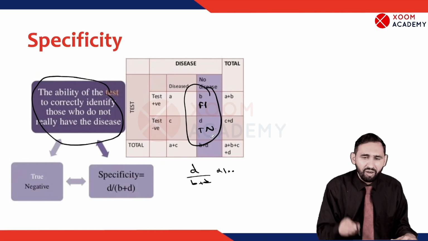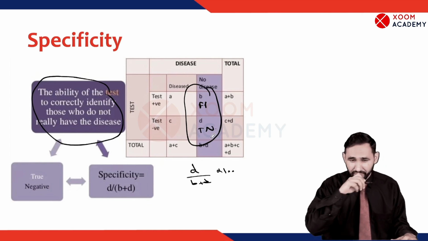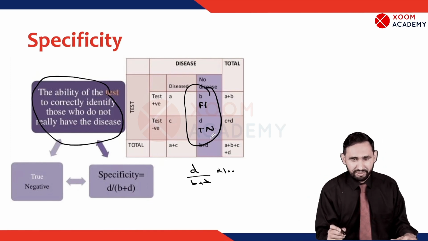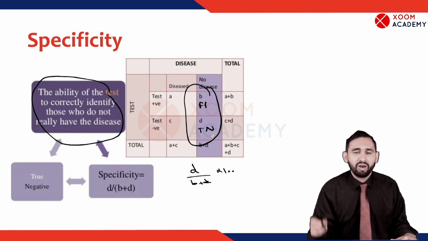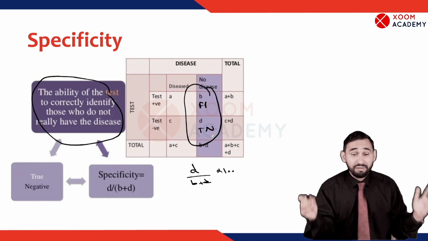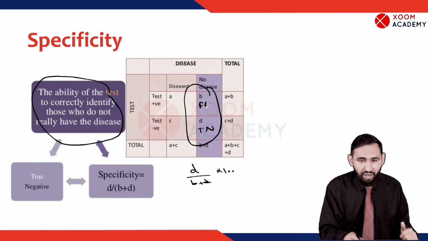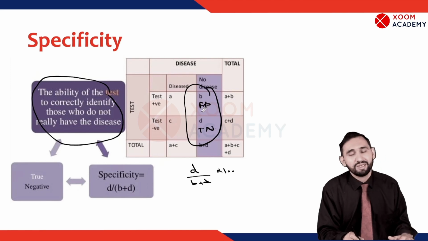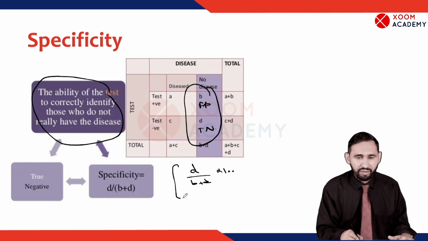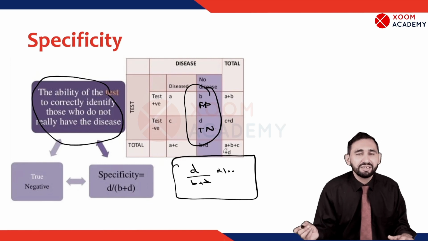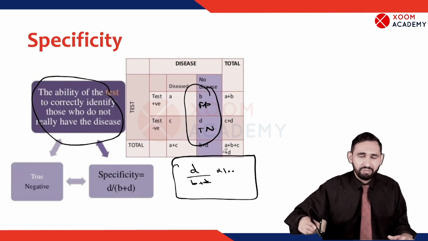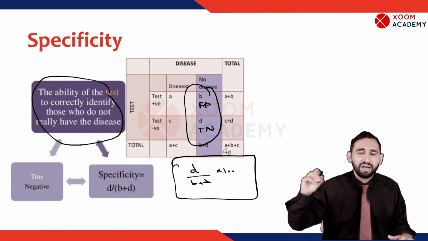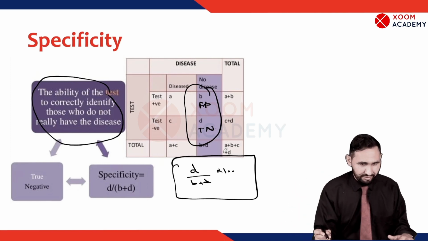Why is D taken? Because true is always taken as numerator. D should be numerator because D are true negative. B are false positive. False positive also means those who are non-disease. So this is the formula for specificity. If specificity is higher, this screening test has non-disease people. Our number of non-disease are greater in this screening test.